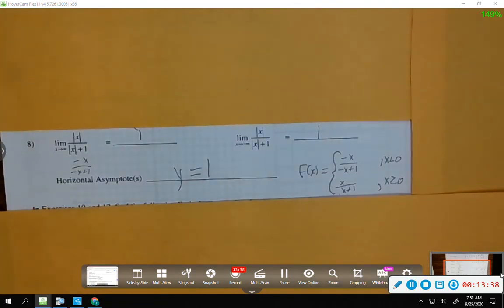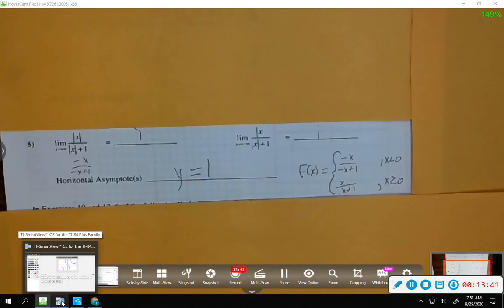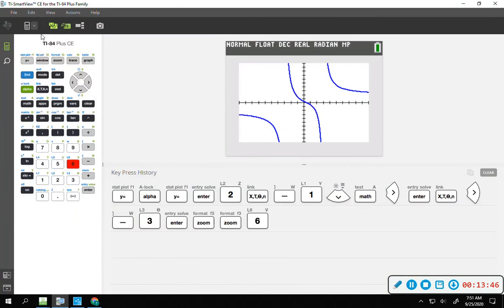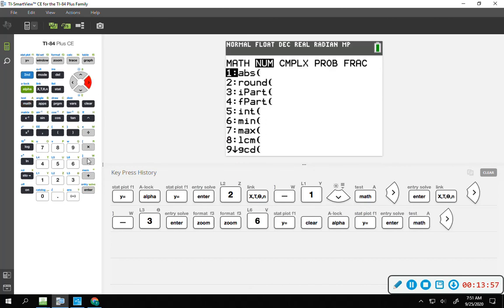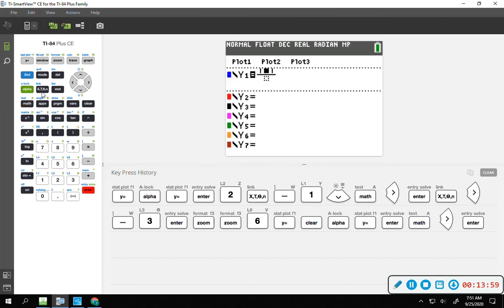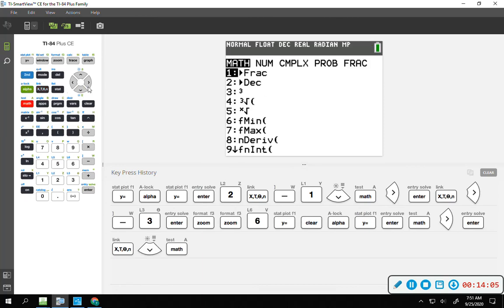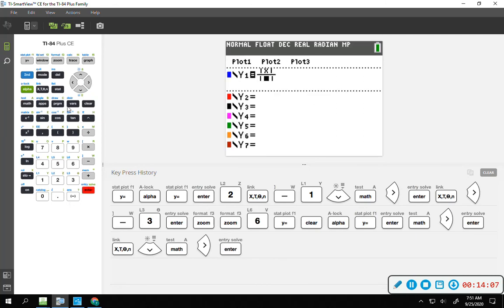Let's take a look at this in the calculator. It's another good one to look at. Is it true that we have no vertical asymptote? Is it true that our only horizontal asymptote is y equals 1? I'm going to clear this out. Alpha, y equals, enter, math, over the number, ABS. The numerator is x, cursor down. Math, over the number, ABS, x, cursor to the right, plus 1. Cursor to the right, so I'm done with that, all of it, hit enter.